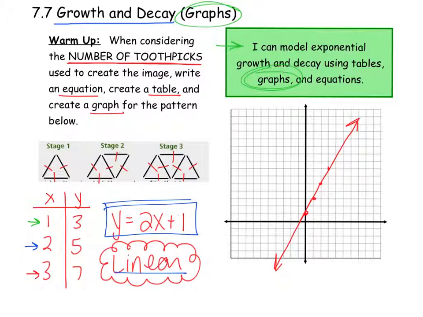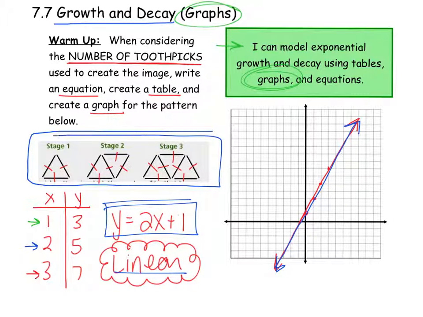Now when I graph it, it does turn out to be linear. It's a nice straight line. Y intercepts at 1, has a slope of 2, and it's a linear graph. So remember, when you analyze the number of toothpicks, or images like this, they could be linear or exponential, and we've dealt with that in the past.